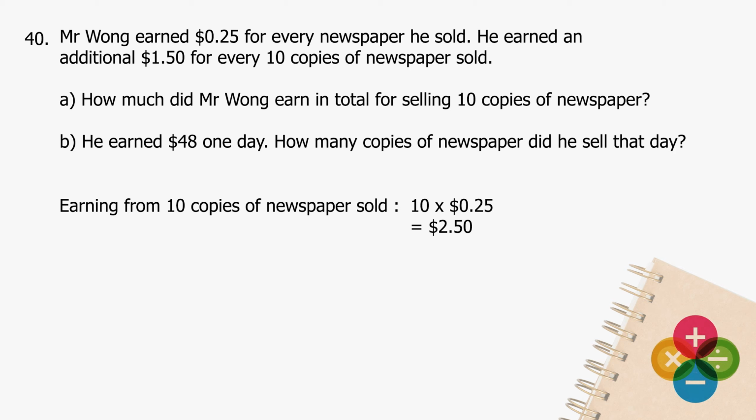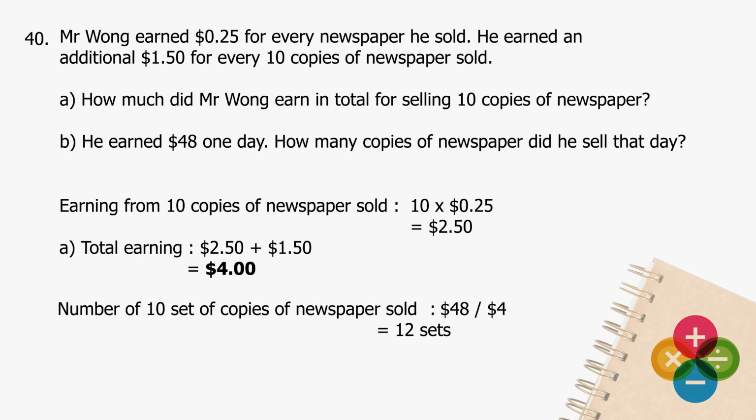Mr. Wong earned 25 cents for every newspaper he sold. For 10 copies of newspaper, he earned 25 cents multiplied by 10, which is $2.50, plus an additional $1.50 for every 10 copies of newspaper sold. He earned $2.50 plus $1.50, and in total he earned $4.